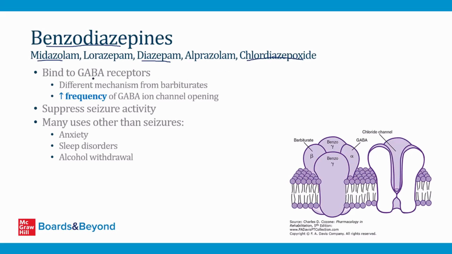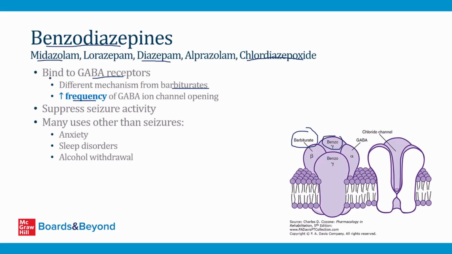And as I just said, they bind to GABA receptors, but they do so in a different way compared to barbiturates. That's shown in this diagram here. Barbiturates bind to one subunit of the receptor, whereas benzodiazepines bind to a different subunit. And when benzodiazepines bind, they cause the frequency of the chloride ion channel opening to increase. So this is different from barbiturates, which cause the duration of opening to increase. That's not what benzodiazepines do. They increase the frequency, and I want you to know this distinction on your Step 1 exam.